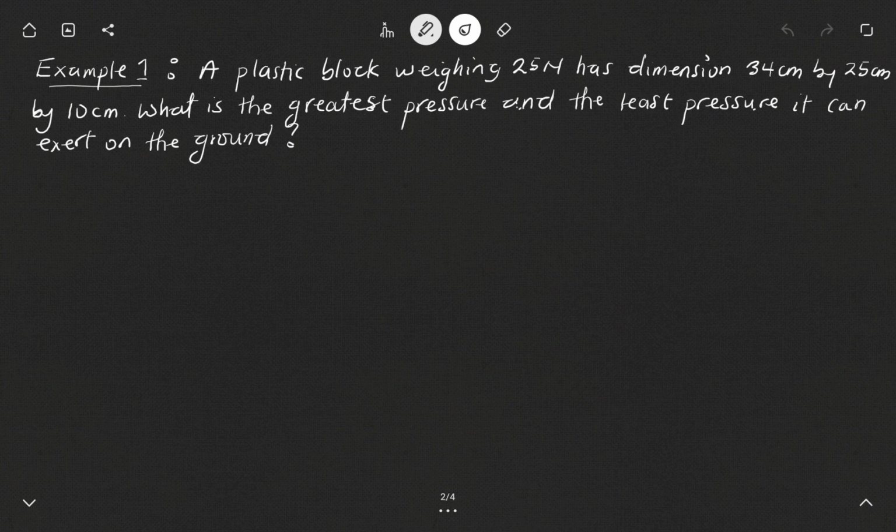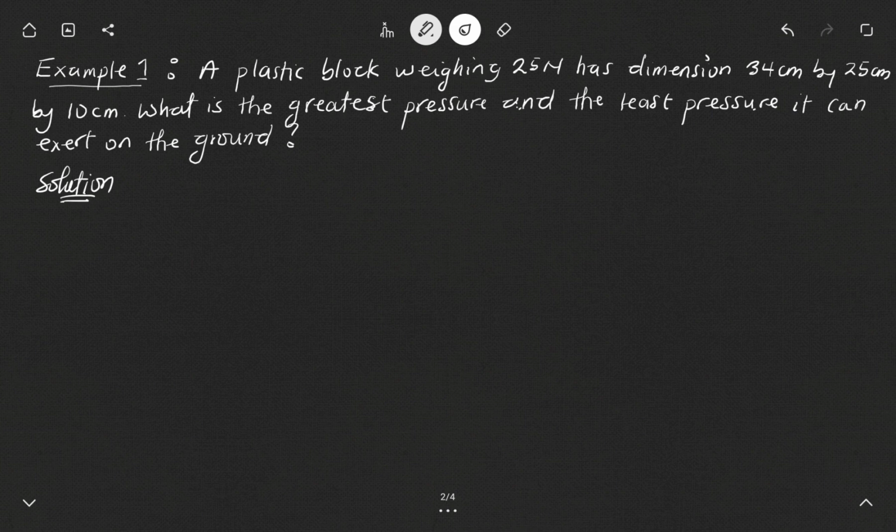So we have a plastic block weighing 25 newtons, has dimensions 34 centimeters by 25 centimeters by 10 centimeters. What is the greatest pressure and the least pressure it can exert on the ground? So let's have a look at the solution to this problem. So write down our solution.